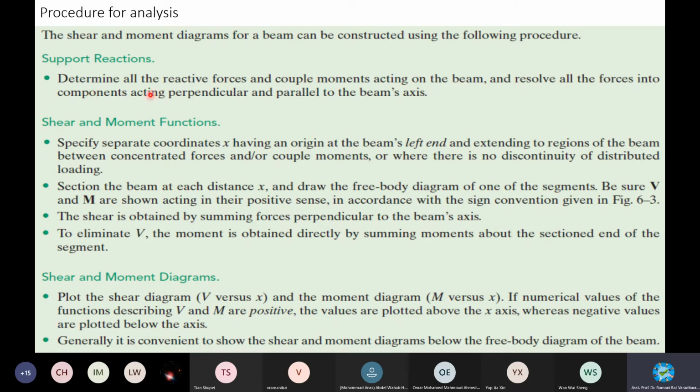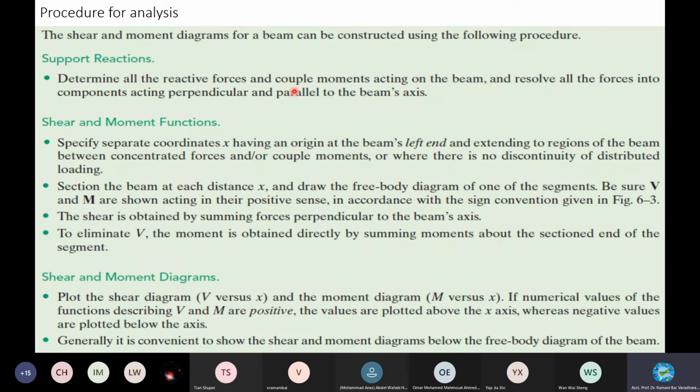Determine the reactive forces. Number one, once a question is given to you for analyzing or plotting shear force and bending moment, I request you to plot it, whether it is asked or not. Whenever questions are given to you, please do plot it. I think I also gave one question on shear force last time. I will check how many of you have done it. Simple one. Determine all the reactive forces.